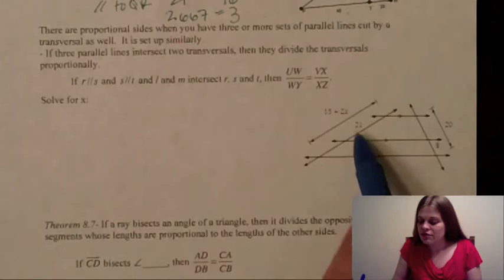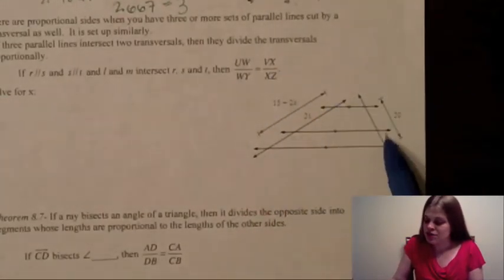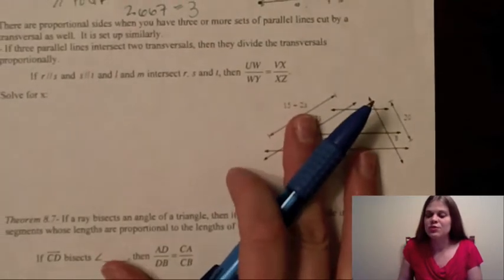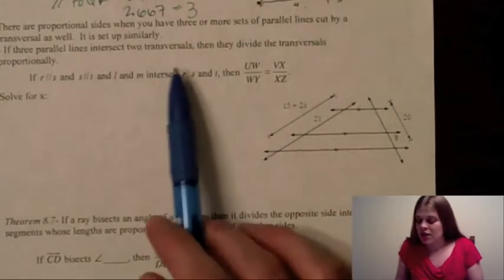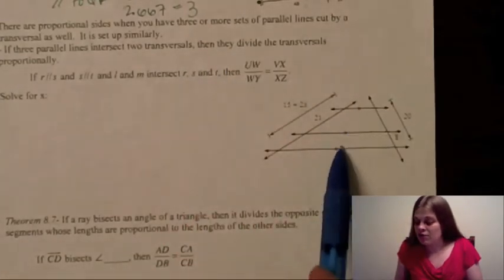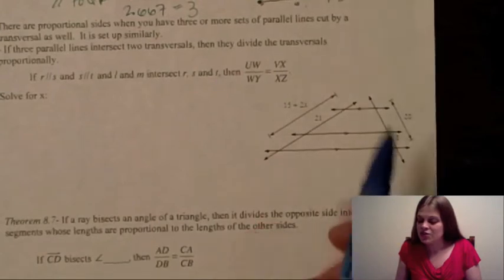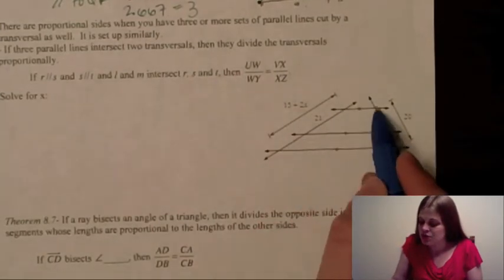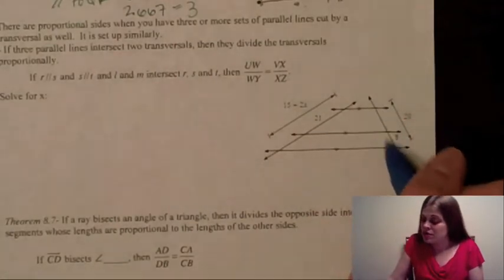Okay, so when you have two transversals, in this picture I have a transversal and a transversal. Remember, the transversal is the one that intersects each line at a different spot. And with three or more parallel lines, it divides the transversals proportionally. So this portion and this portion are proportional to this portion, or this over this.